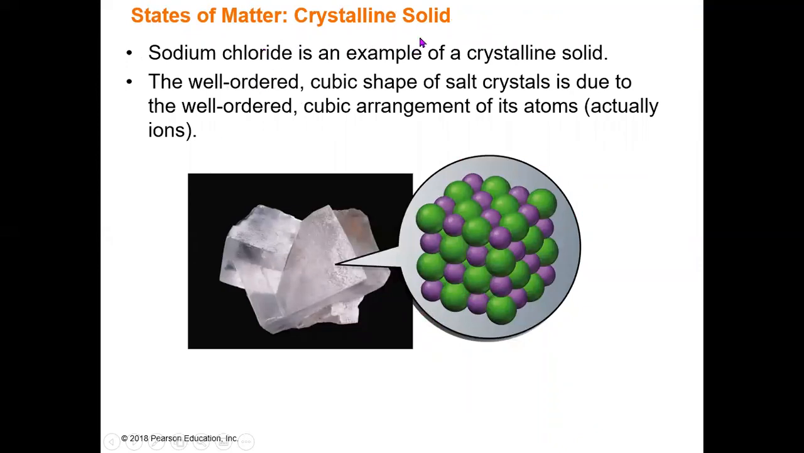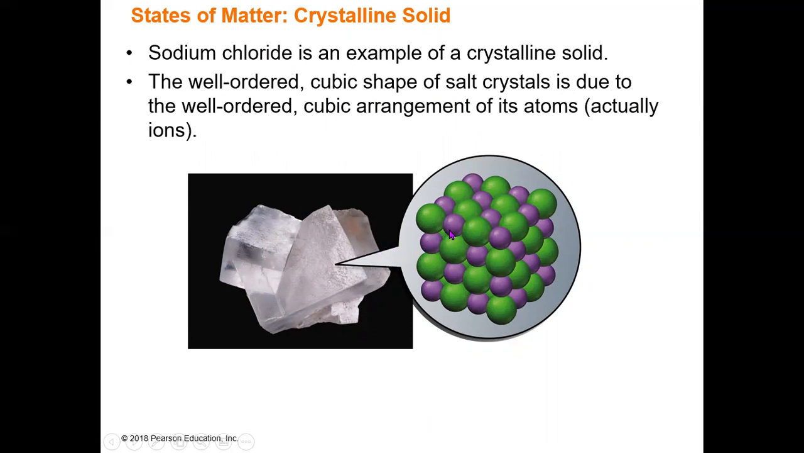State of matter, crystalline solid. Sodium chloride is an example of a crystalline solid. The well-ordered cubic shape of a salt crystal is due to the well-ordered cubic arrangement of its atoms, actually ions.